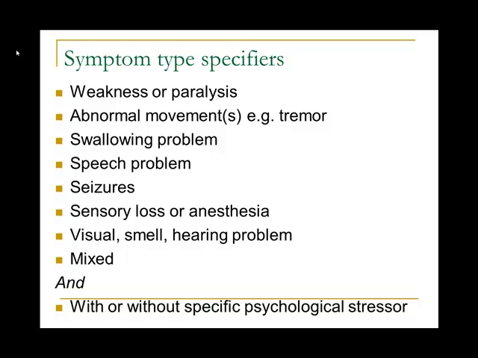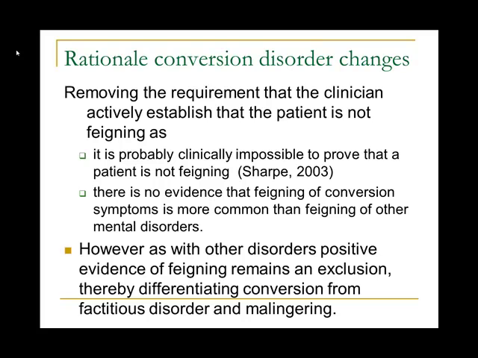There are a number of symptom types specified. As I said, paralysis is very common, but other physical problems occur, such as abnormal added movement, for example, tremor, swallowing problems, speech problems, seizures, sensory loss, vision, smell, or hearing problems, or it can be mixed, and it can be with or without a specific or well-recognized psychological stressor.